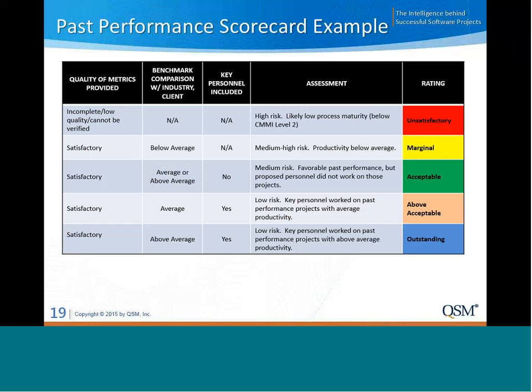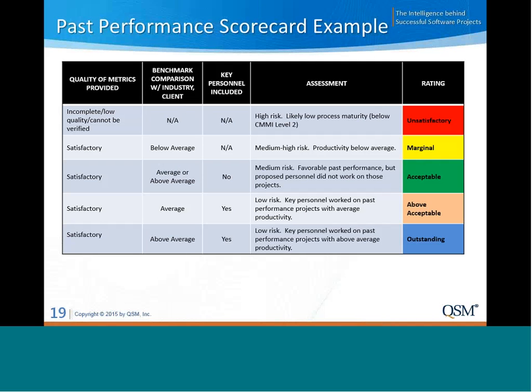So this next slide shows an example scorecard that can be used to assess the vendor's past performance. If the metrics provided are incomplete, poor quality, cannot be verified, or otherwise non-existent, the vendor would be assessed as high risk and rated unsatisfactory in this example. If, on the other hand, metrics are satisfactory, in other words, the vendor can provide metrics, then you have some quantitative data to do a proper assessment versus industry trend lines and client history. So then you can look at those vendors and see how they compare.